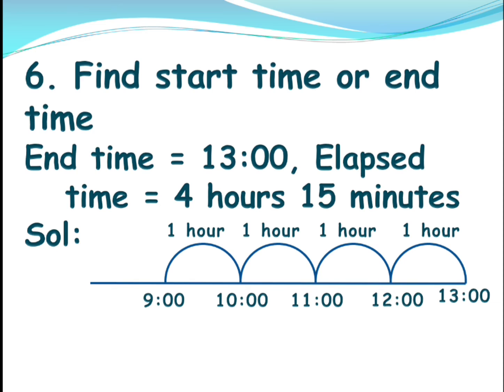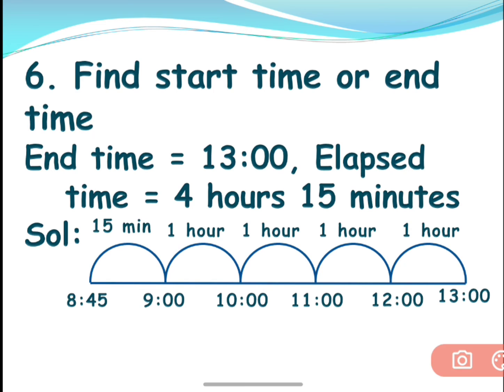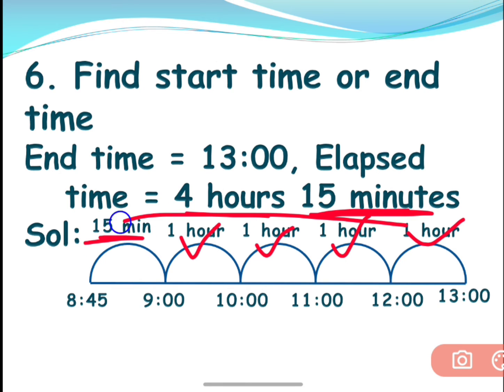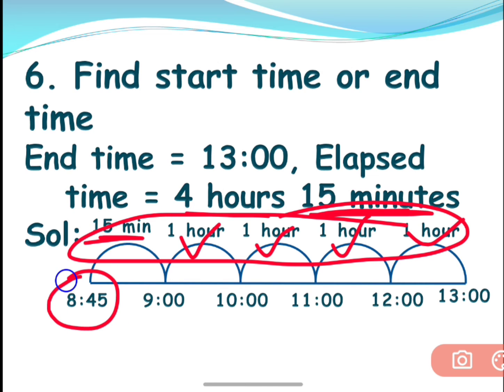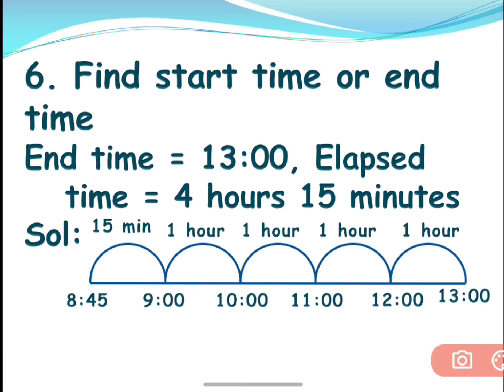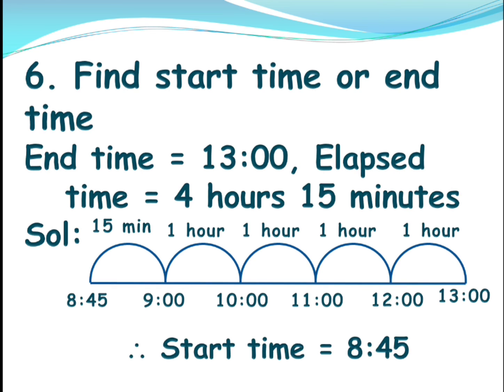15 more minutes. Now go back 15 minutes. From 9, if you go back 15 minutes, it's 8:45, isn't it? See, now calculate: 1 plus 1, 2, 2 plus 1, 3, 3 plus 1, 4. 4 hours we finished, and this 15 minutes here. That means elapsed time 4 hours 15 minutes we finished, and when we do that, we reached the time 8:45. So the start time is 8:45.